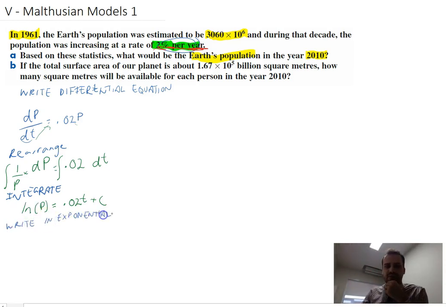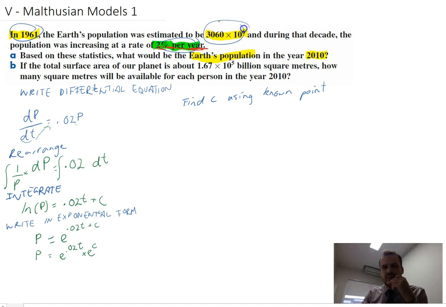All right, we can rearrange this into exponential form. So that's going to be equal to p equals e to the power of 0.02t plus c, and we can just split that up. P equals e to the 0.02t times e to the c. All right, so we're going to find c using some known point, and we know that in 1961 the Earth's population was 3,060 times 10 to the 6. So I'll just let 1961 be time equals 0 and sub in those values.